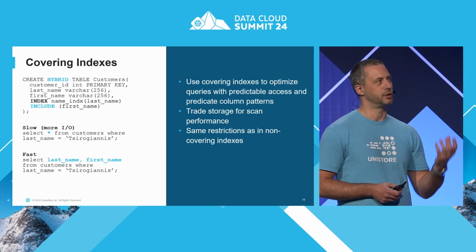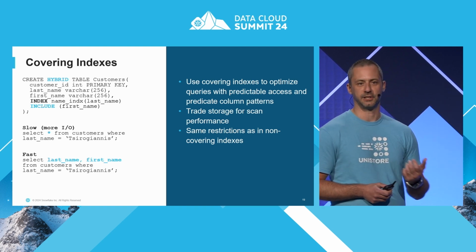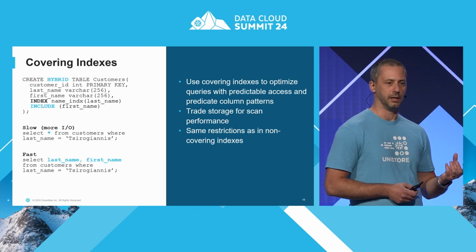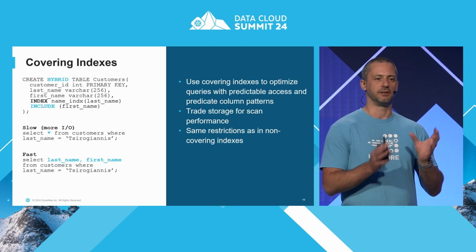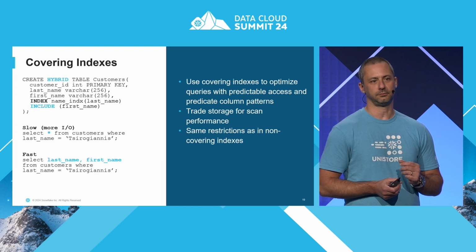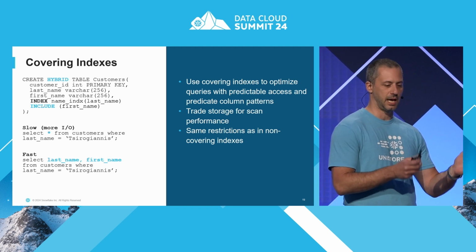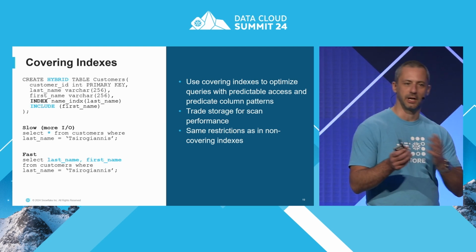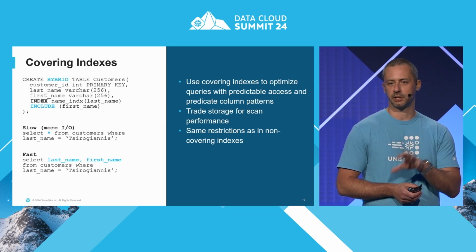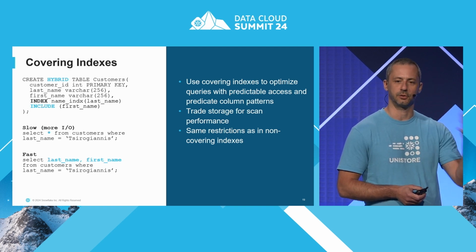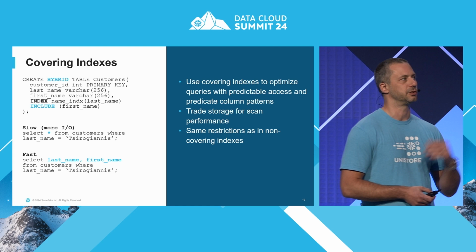In contrast, if you specify a covering index on the last name that includes the first name, that allows the same query to be executed significantly faster because all the information it needs is available on the index itself. In general, secondary covering indices have the same storage and performance trade-offs as standard secondary indices, and they have the same restrictions with respect to the predicates that you can apply in order for the index to be used. The same thing I mentioned earlier for secondary indices.